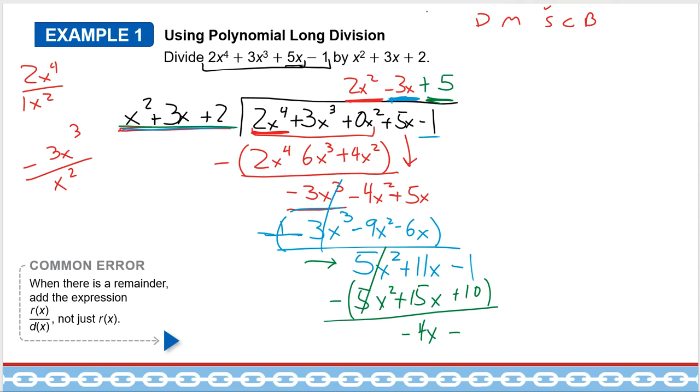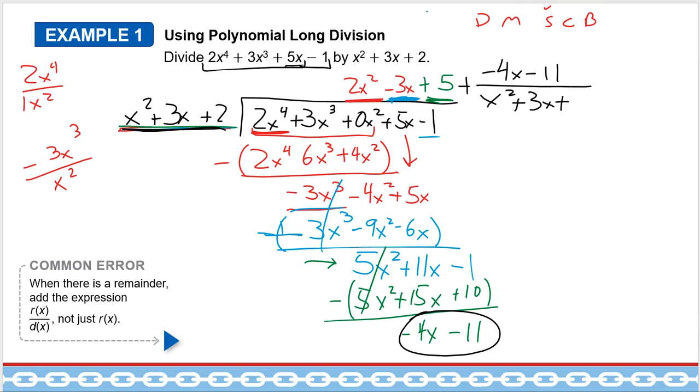Negative 1 minus 10 would be negative 11. And we are going to just add on our remainder as a fraction. So the remainder part as a numerator, my divisor, right? My divisor from right here as my denominator.